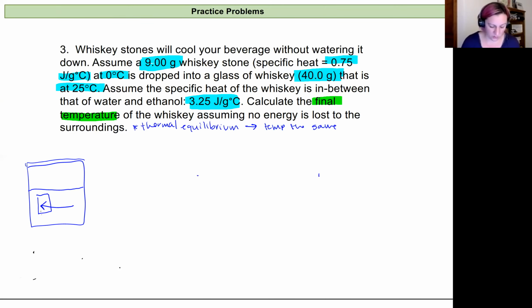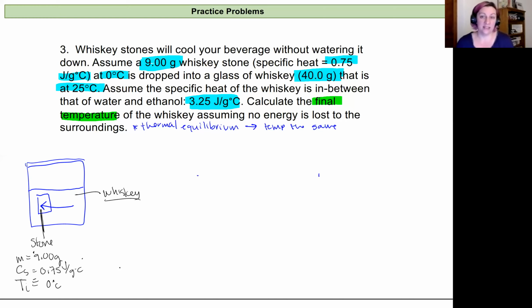So for the actual stone, I know I have a mass of 9.00 grams, and then I'm going to list my specific heat, which is 0.75 joules per gram degrees Celsius, and my initial temperature, which is that 0 degrees Celsius. Now, looking at the whiskey side of it, I have information about mass, specific heat, and initial temperature as well. So this time the mass is going to be the 40.0 grams. The specific heat is that 3.25 joules per gram degrees Celsius. And my initial temperature is 25 degrees Celsius.